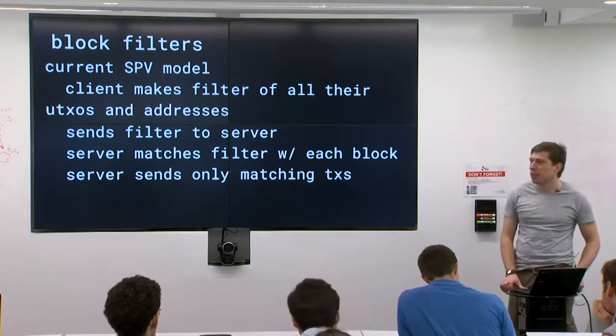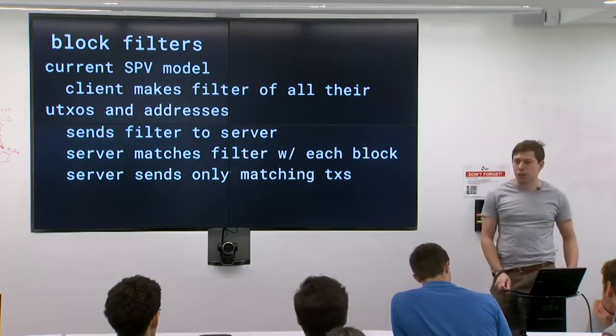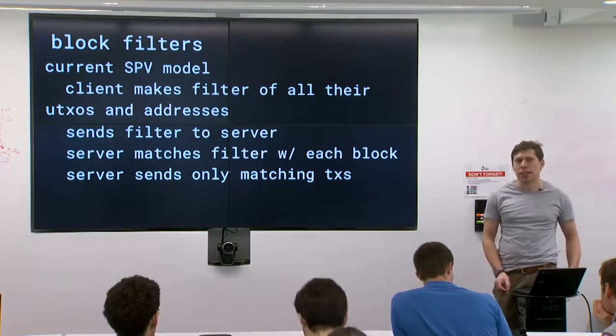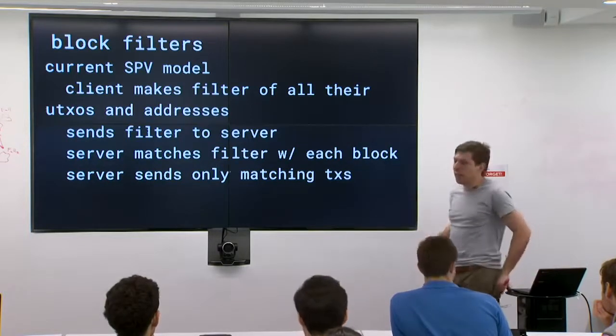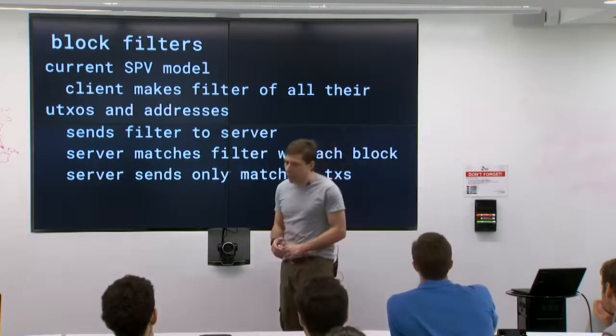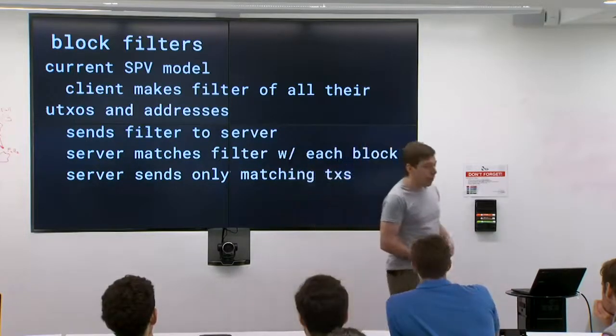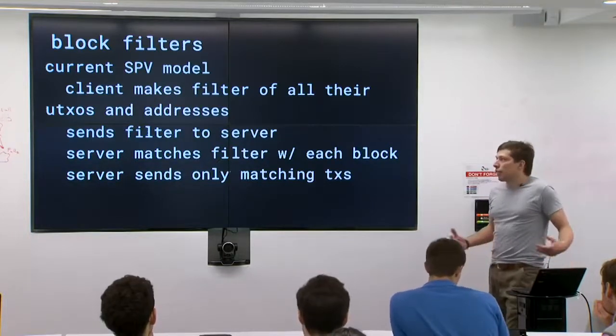The history behind it was the first Android Bitcoin wallet. Andreas Schildbach wrote it, and it didn't do this, right? It just downloaded the whole block and then threw away most of the data and only kept what it needed. It wasn't a full node in that it didn't keep a UTXO set, but it did download everything. And then they were saying, okay, this is really slow.